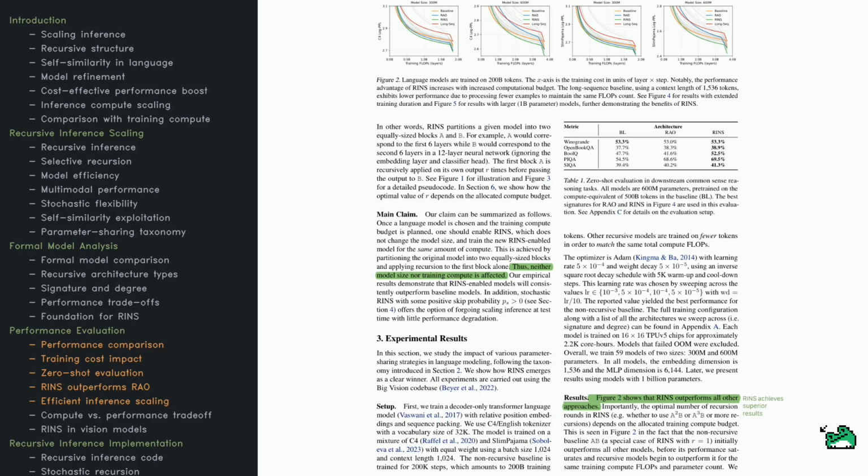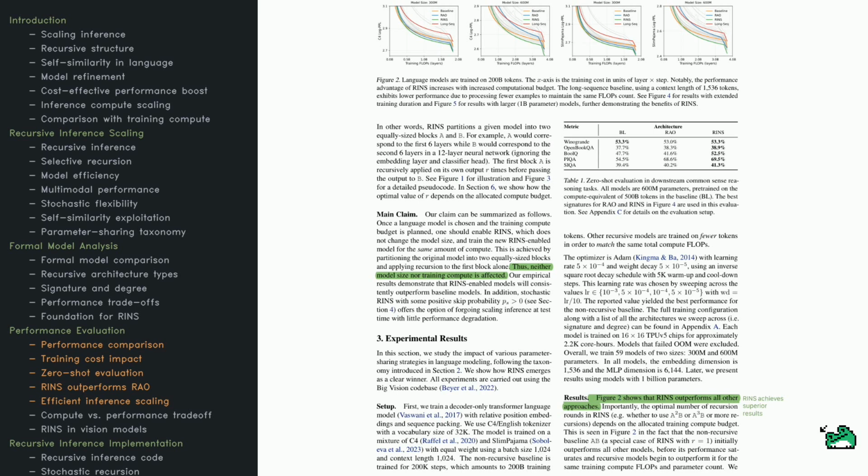It shows performance on common sense reasoning tasks, like question answering. RINS outperforms both the baseline and RAO. In some tasks, the improvement is modest, like in Winogrande. But in others, it's a game changer. For instance, in BoolQ, accuracy jumps from 47.7% up to 52.5%. And in PIQA, it leaps from 54.5% to 69.5%.